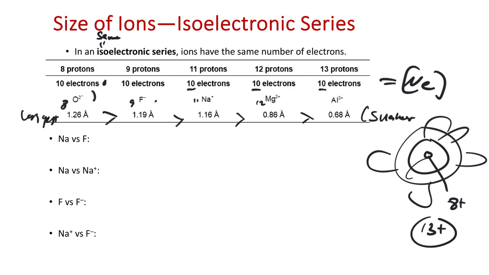Let's compare the size of sodium to fluorine if they're both neutral. So we're comparing sodium and fluorine as neutral atoms. This means they each have 11 protons and 11 electrons for sodium, 9 protons for fluorine. We use the periodic trend, the trend of size that decreases left to right.